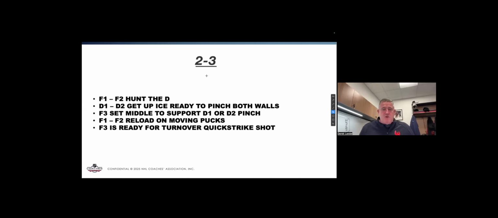And then F1 and F2, you have to reload. You've got to reload, get above your D, and you'll see clips at the end why we reload. You get rewarded for doing the hard work. The forecheck's not over until the puck starts coming back over the blue line as it starts to exit the offensive zone. F3 is ready for any turnovers and quick strikes through the middle of the ice, because you're obviously in a great position being in the middle of the ice on that F3, 2-3 quick strike.